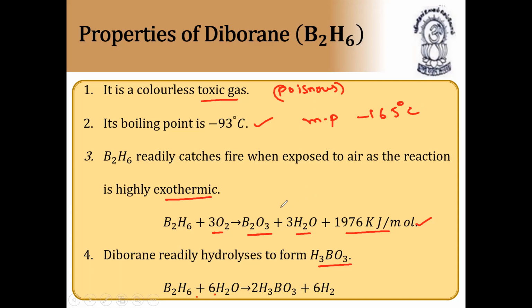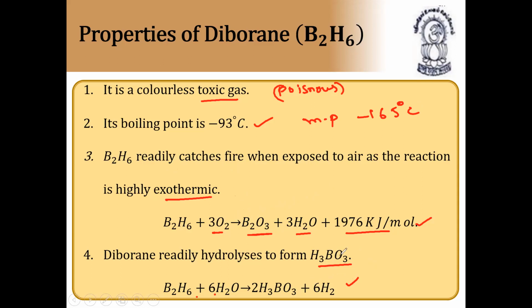It catches fire spontaneously in the air, and the reaction is explosive in nature as a large amount of heat is produced. So it readily catches fire when exposed to air, as the reaction is highly exothermic. Next, diborane combines with water and forms orthoboric acid, that is H3BO3, directly.